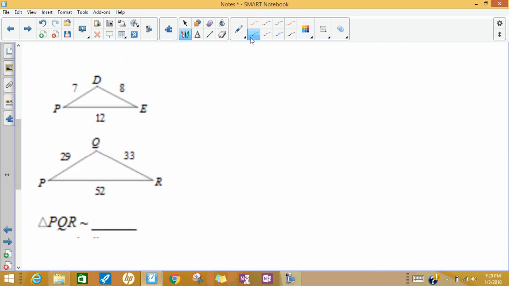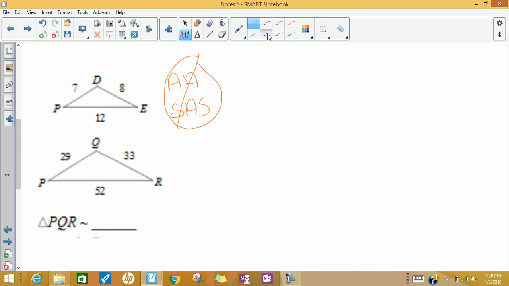Let's try another one. If you notice, you don't know anything about any of the angles in both of these triangles. So angle-angle and side-angle-side can't be used. The only way that we can show these two triangles to be similar would be to check to see if the corresponding sides make the same fraction.